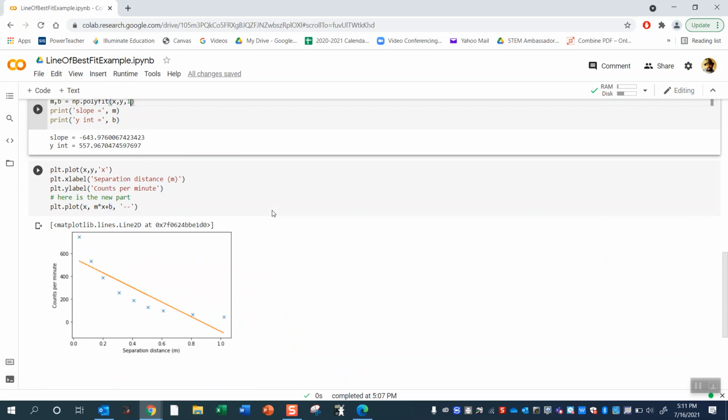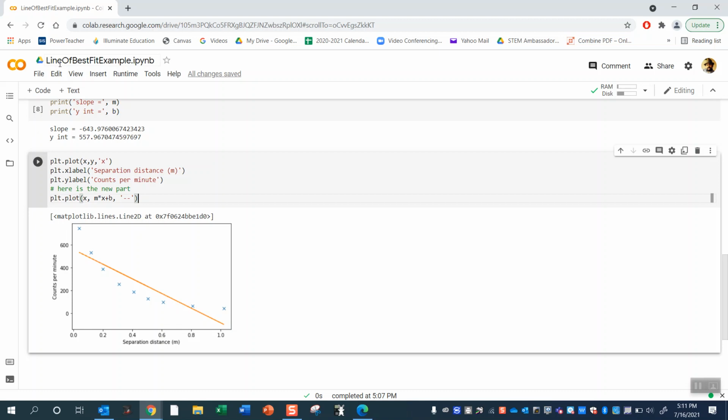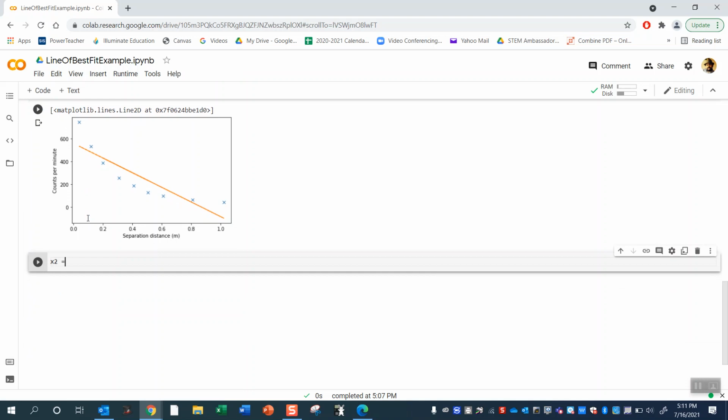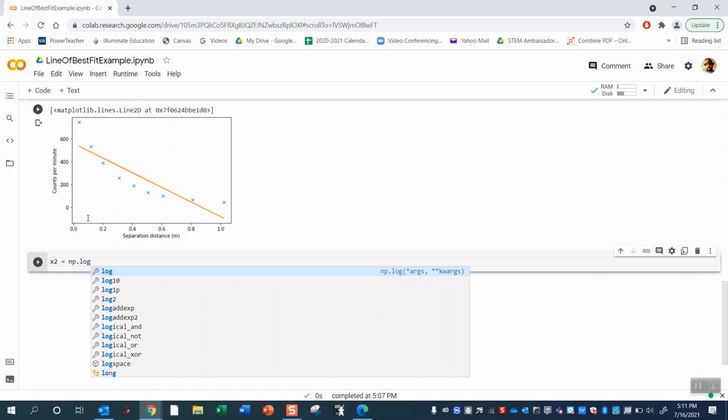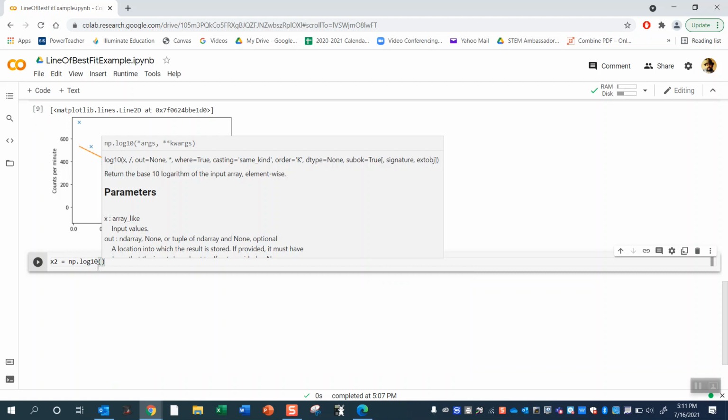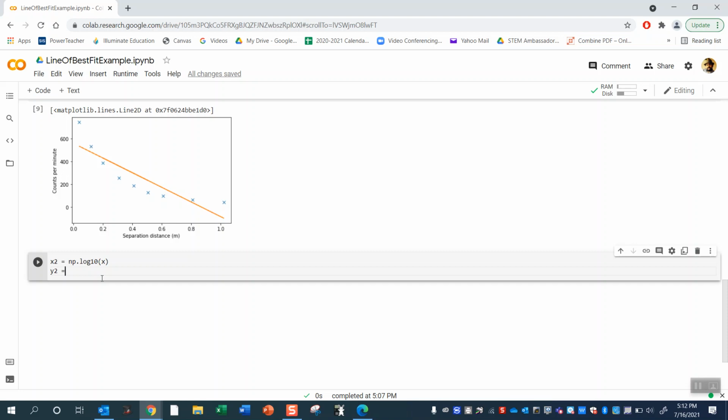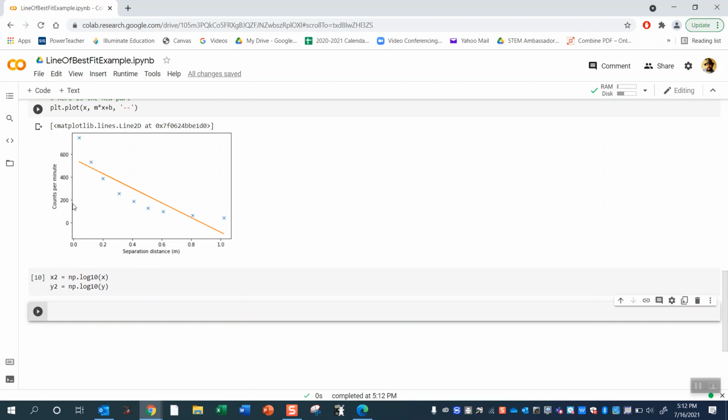Okay, so this is what I did before, I did a linear fit, but what I want to do is take the log of both sides. So let's go ahead and do that. I'll call this x2 equals, and to do the log function, you need numpy log10. This is the function in numpy that does the logarithm. So we're going to do that for x. And we're going to set y2 equals np.log10 of y, right? So what this has done is I've taken the log of x and the log of y. Now I can just plot it. I'm going to take a shortcut here and just copy and paste this.